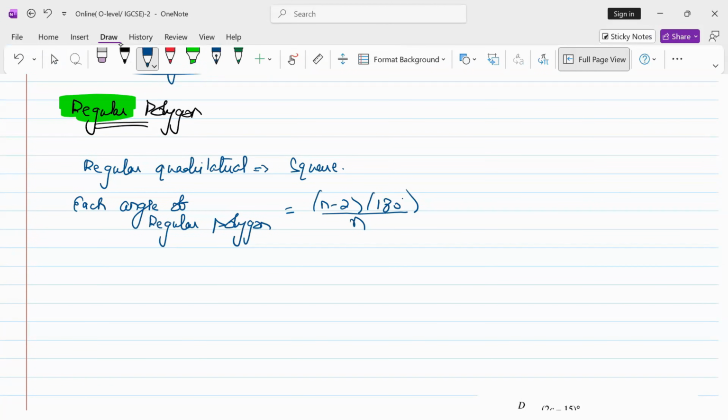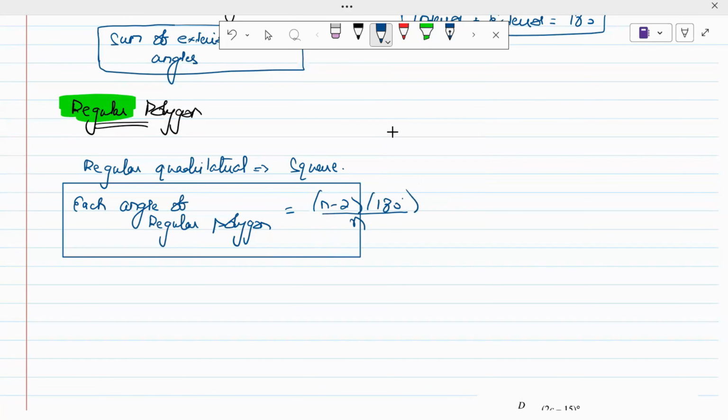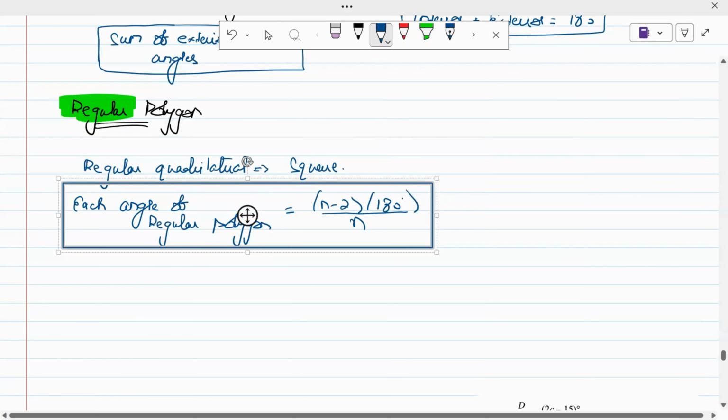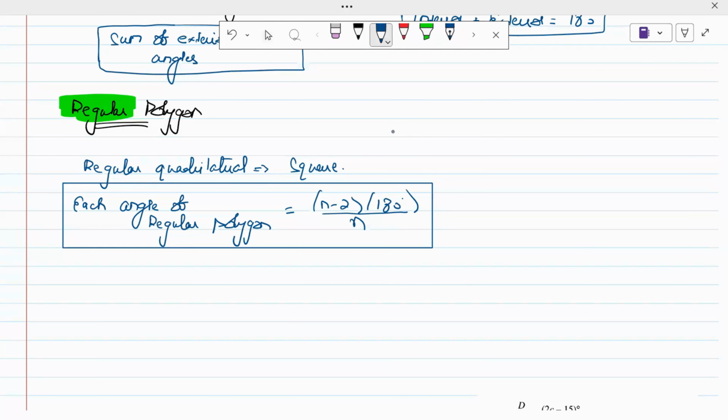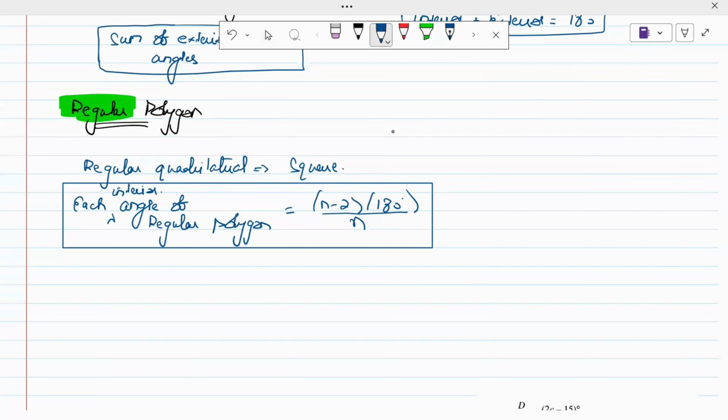So that makes it the fourth important property or thing to be remembered about polygons. And of course, we have talked about interior. This is for each interior. And there should be a property associated with the exterior angles also. So if we have to find each exterior angle of a regular polygon.